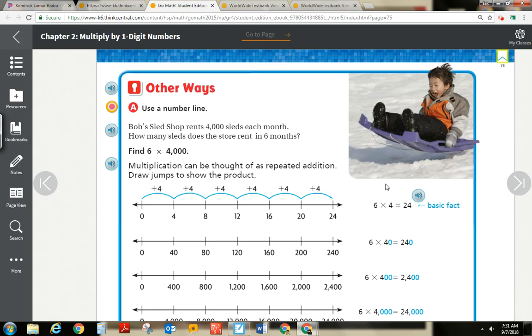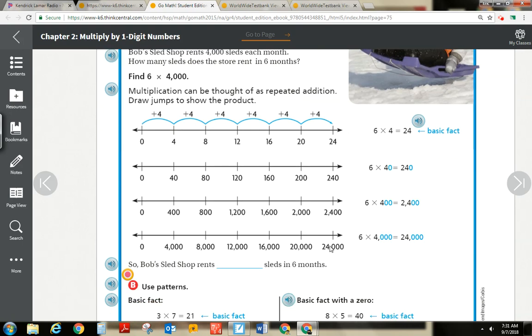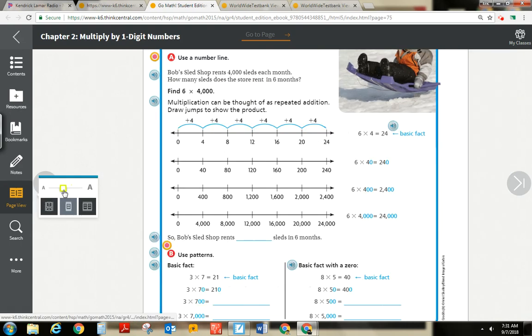Let's take a look now at using a number line. This can be a confusing way for some kids, but this can also really help you visualize what's going on here. So Bob's sled shop rents 4,000 sleds each month. Bob is super busy. How many sleds does the store rent in 6 months?